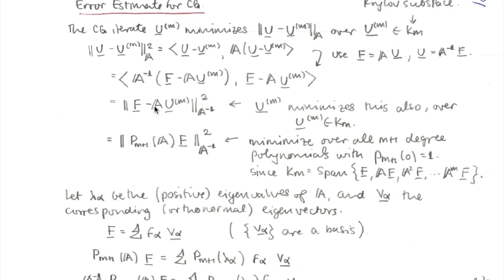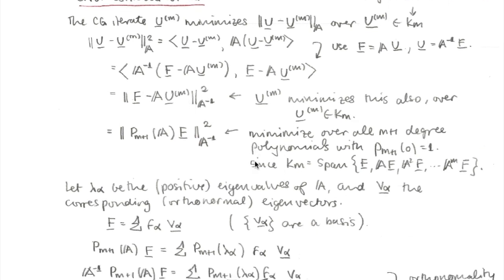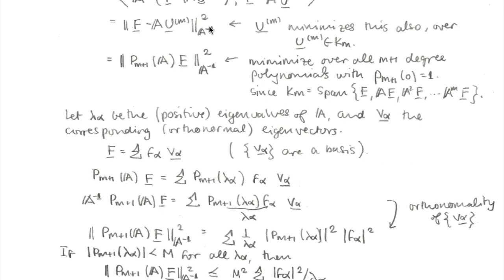And then I'm going to recognize this as a new inner product, right? A inverse is also symmetric positive definite. So this is a new inner product. And now I can think of this not as minimizing this difference, because I don't know what u is, but as minimizing this difference to f, but in this slightly different norm, okay? Well, not slightly, in this different norm. Okay, now let's just think about this for a minute.